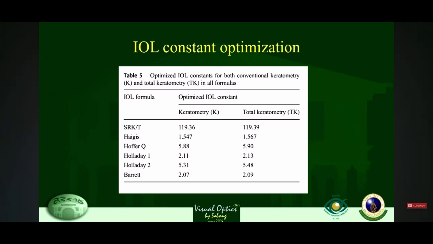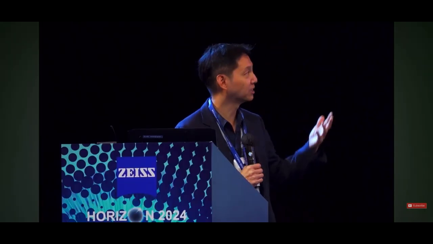So we looked back into the data and we see that if you are going to use the different K, what would be the optimized constant? You will see that across all the formulas, the constant optimization between these two values is actually very close. The difference is actually quite negligible. So whatever you're doing well with your standard K, if you want to shift to use the TK, you probably can do it right away without any optimization. You can use the standard formula that you are using now, use the same constant without any change, and the result would be very good.